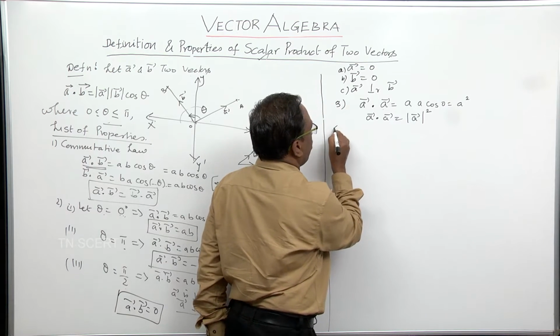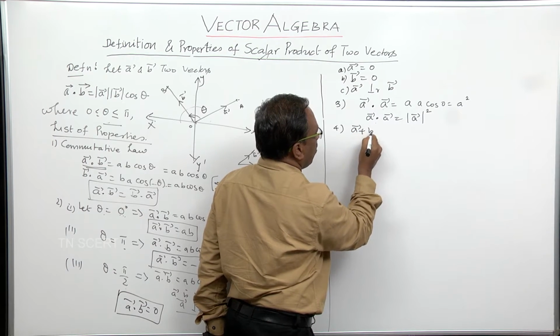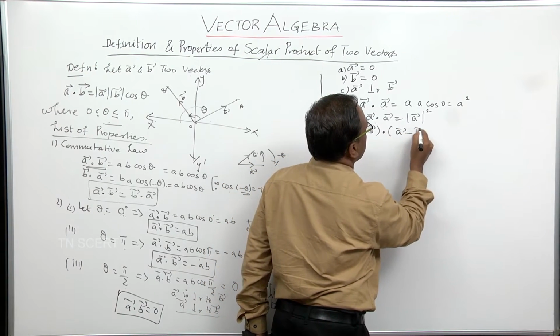Now the fourth property, with the help of this result: A vector plus B vector dot A vector minus B vector.